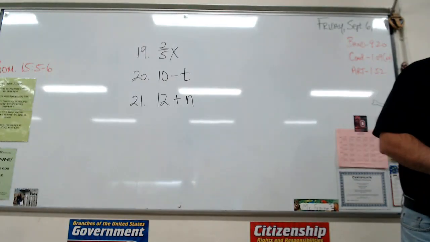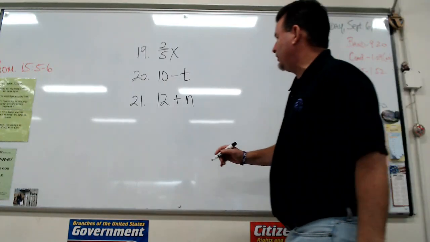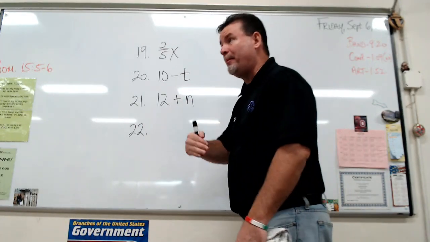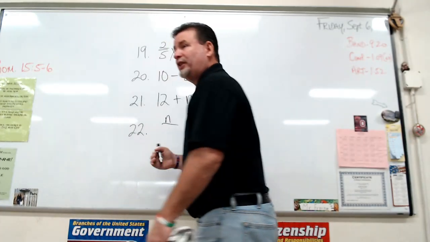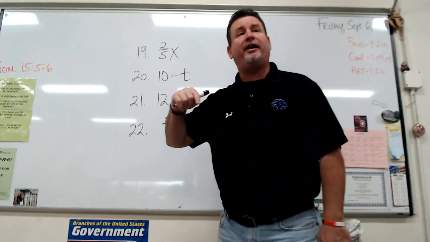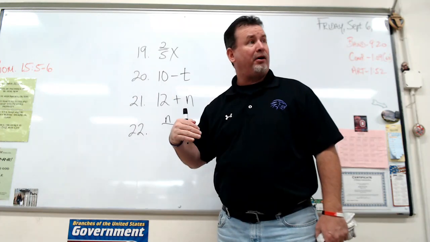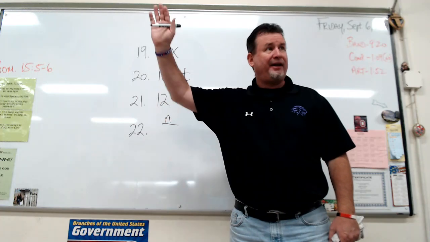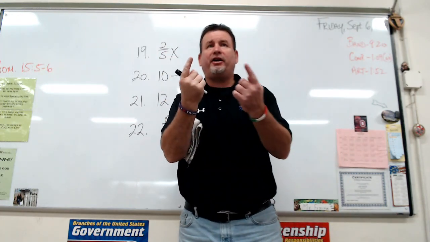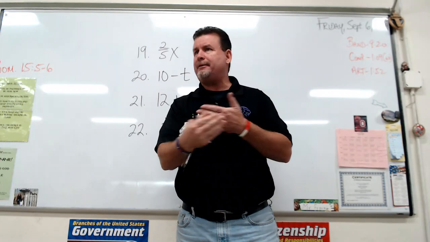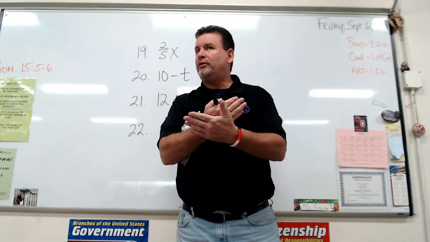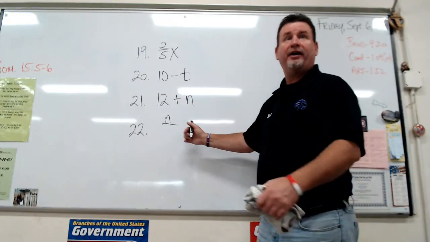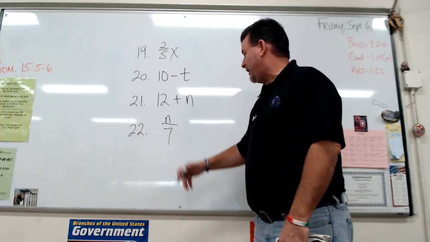And Lauren, number 22, the quotient of a number and 7. So notice they said the number first. If they would have said the quotient of 7 and a number, you would have written 7 over n. Does everybody get that? Remember, addition and multiplication are, what's that word starts with C? Commutative. Subtraction and division are not. This is a number divided by 7.